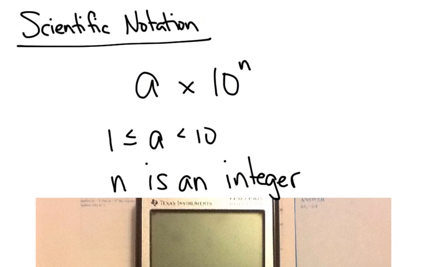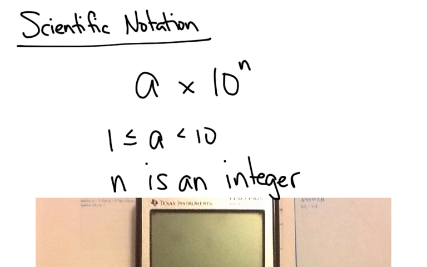Scientific notation is very important in both math and science. Remember, scientific notation is a way of writing extremely large or extremely small numbers. It's always written in the form a times 10 to the nth power, where a is a number between 1 and 10. Notice the inequality symbols. A can be 1, but it can't be 10.